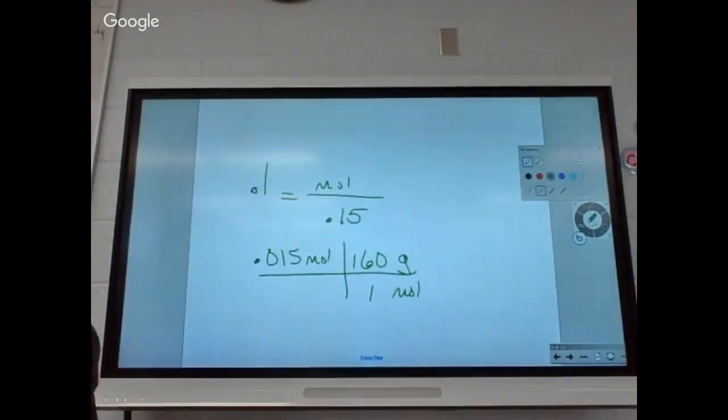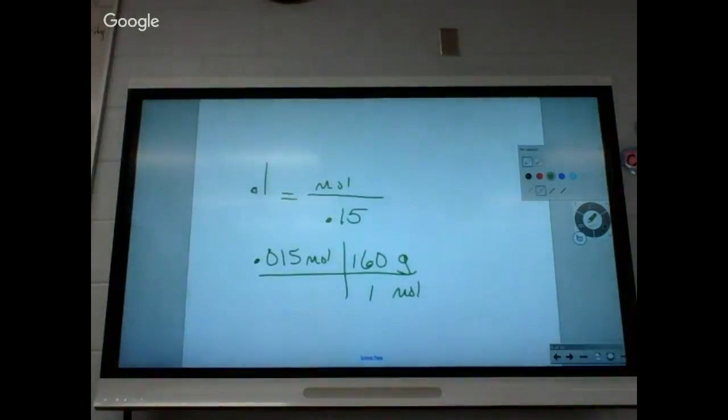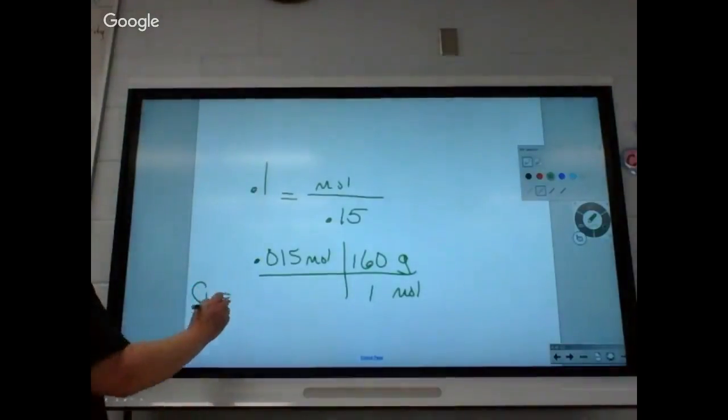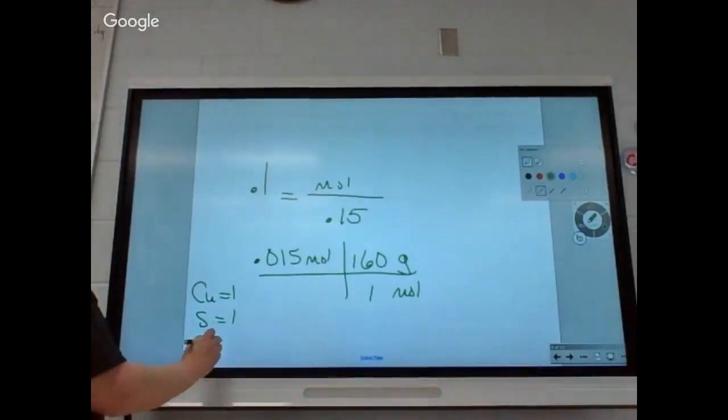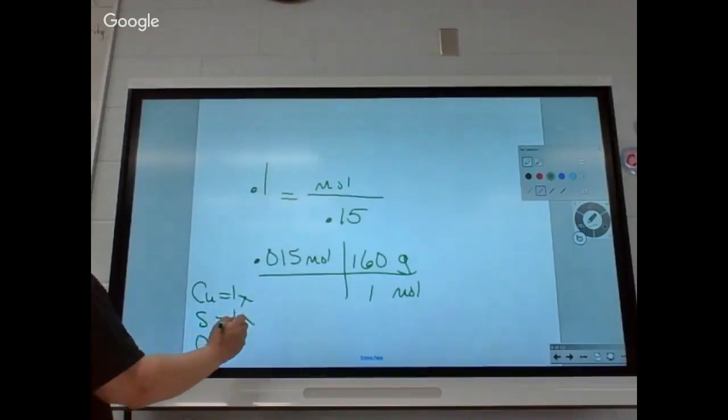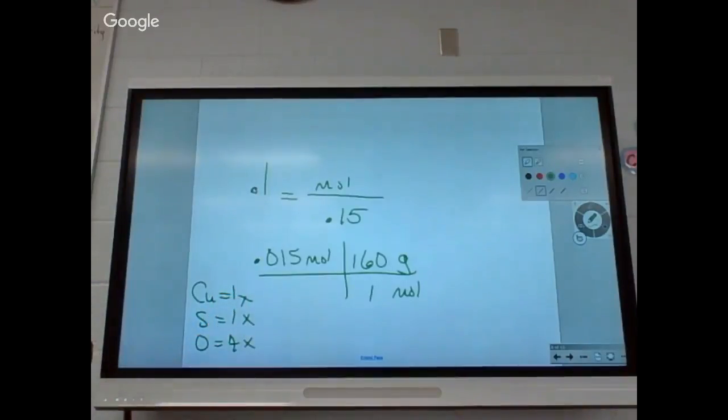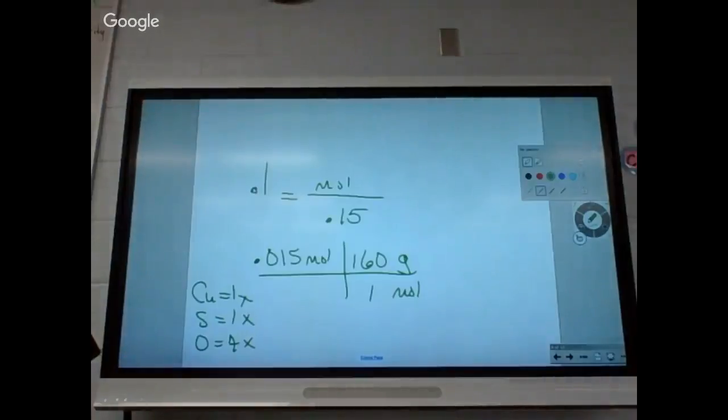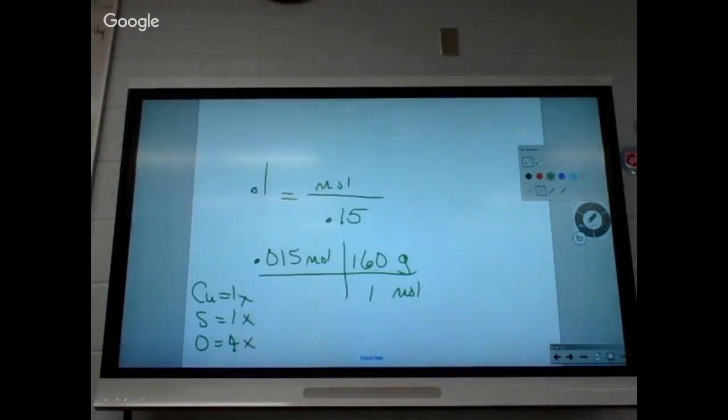You need me to show you how I got 160? I'd have 1 copper, 1 sulfur, and 4 oxygen, so multiplied by the masses. Try mine tomorrow. That's what grades are, how much, 20%? Figure out what everything else is.